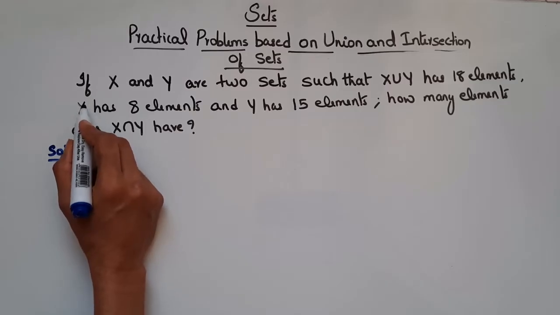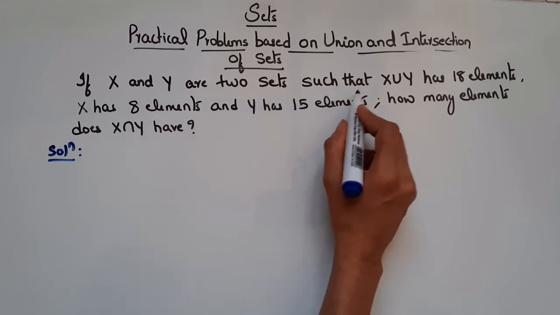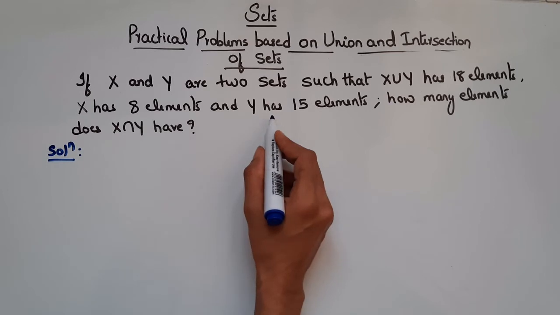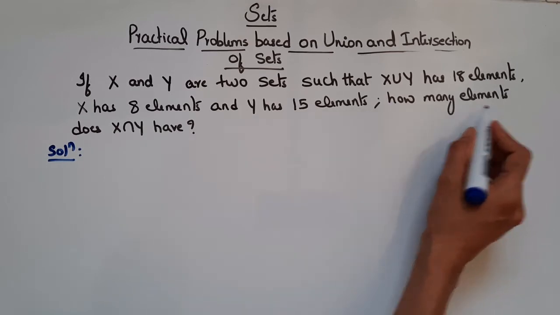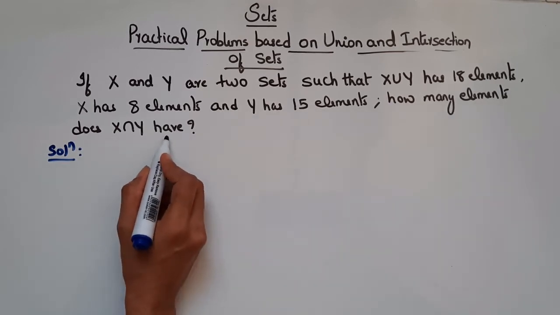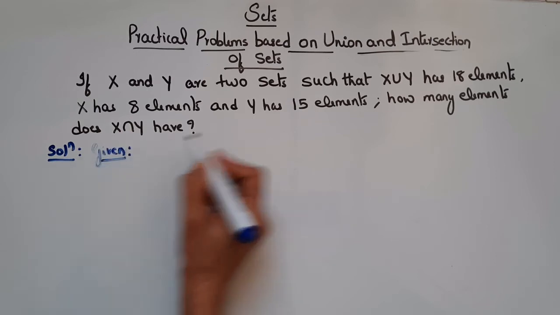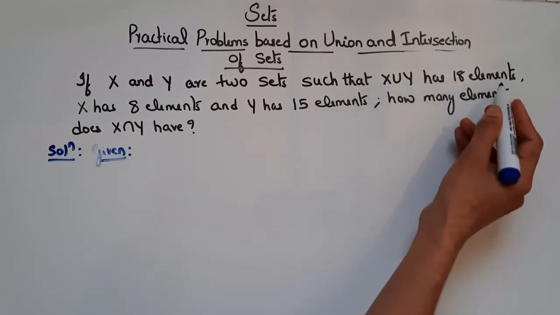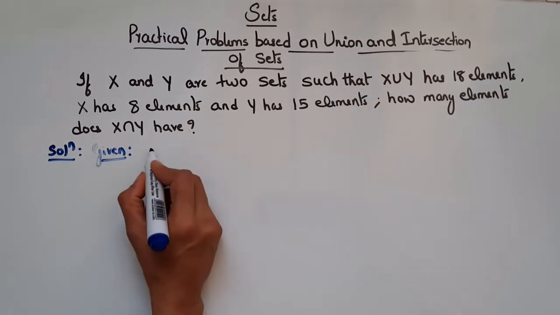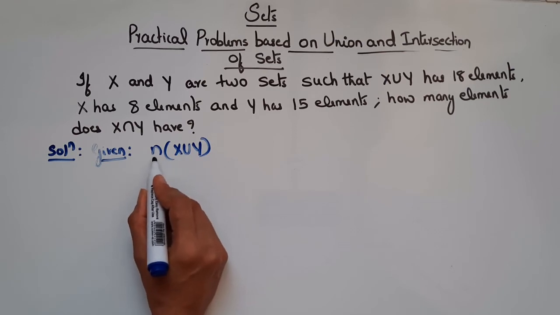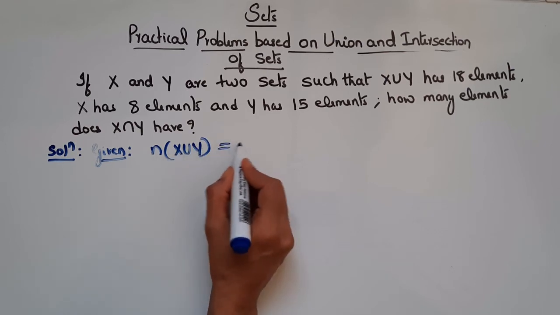Here it says, if x and y are two sets such that x union y has 18 elements, x has 8 elements and y has 15 elements, how many elements does x intersection y have? So first let's write what is given. Given here is x union y has 18 elements. So the number of elements in x union y is 18. This is how you write the number of elements in x union y, that is 18.